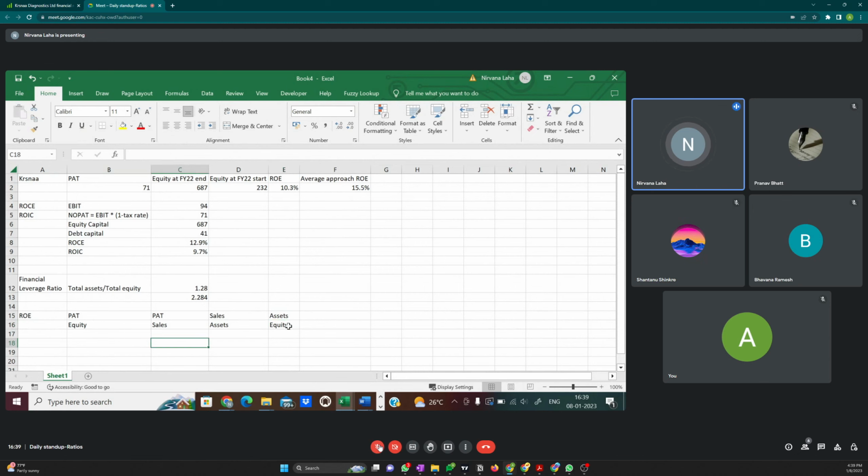Okay. So, Bhavna, can you tell me what is the name of this ratio? PAT divided by sales. Profit after tax divided by sales.